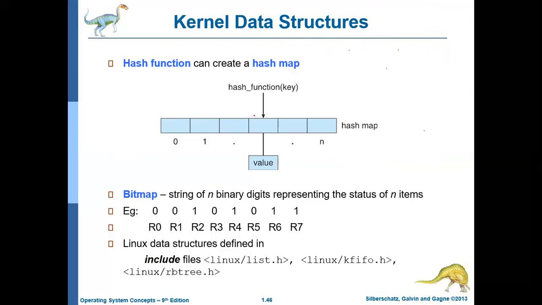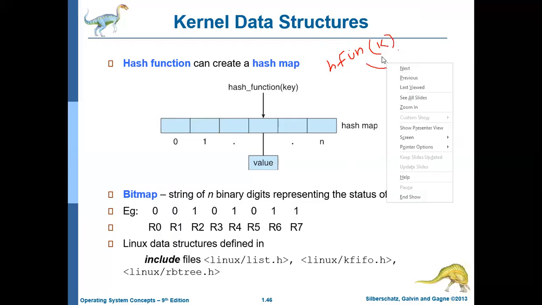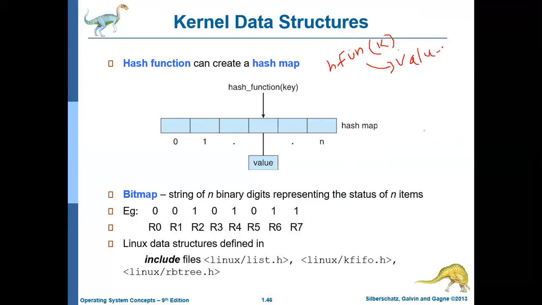So the hash function will take the key as input. Let me call the key k, and when you execute the hash function, it will provide the output. The output here we call the value. This type of thing is called a hash map. That is, the key is mapped to a particular value. So whenever you give a particular key, the value will come out.